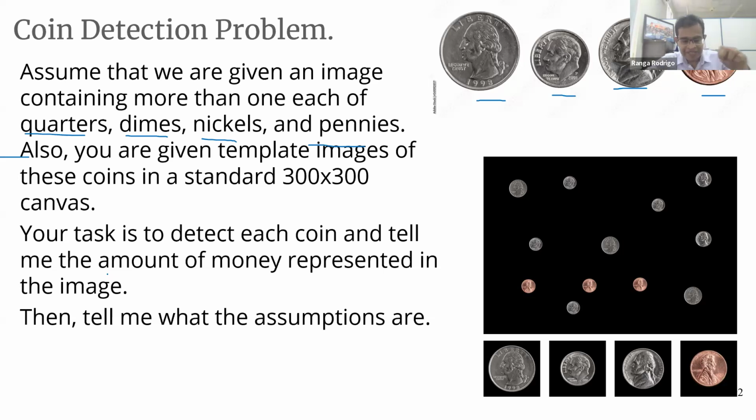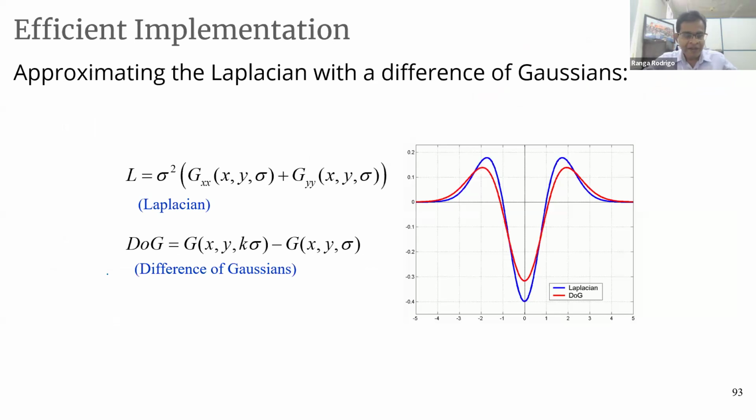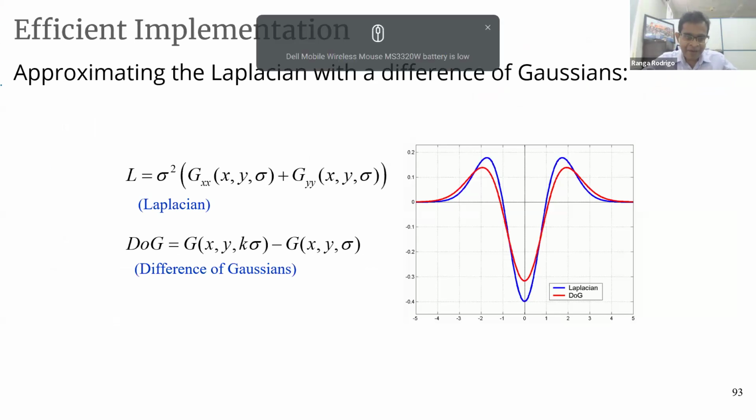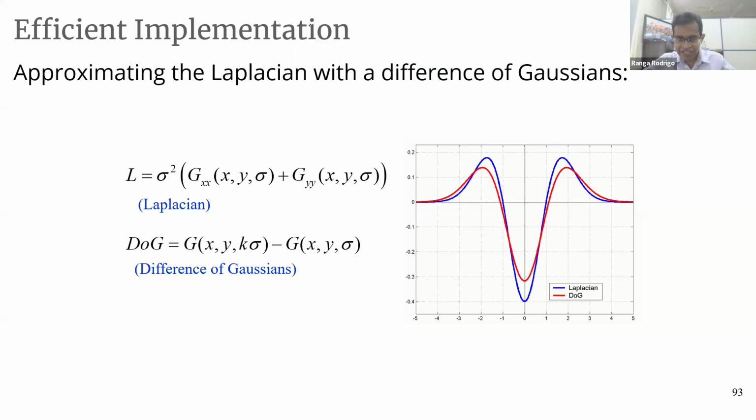Okay. So now let's move forward. Now, approximating the Laplacian with the central difference, with difference of Gaussians. Sorry, the Laplacian computation: you can see the second derivative of the Gaussian, multiplied by sigma square. That's a Laplacian. So it's slightly expensive. You can do that, but this one is less expensive.